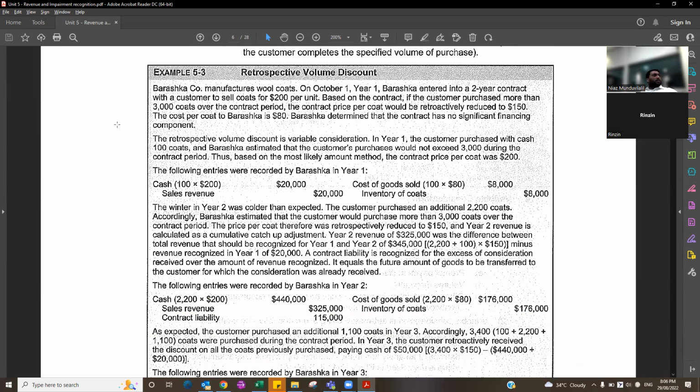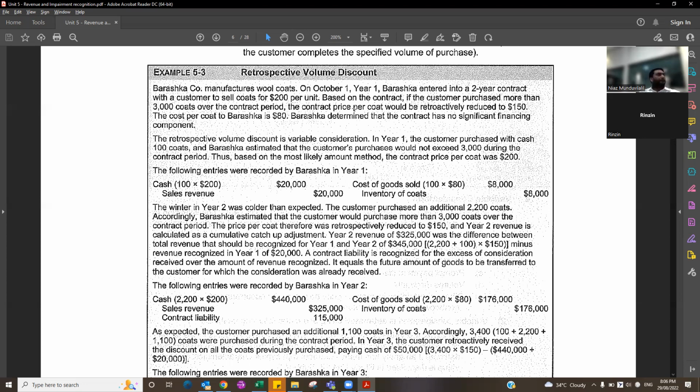Now, Bershka company manufactured wool coats. On October 1st, year one, Bershka entered into a 2-year contract with the customer to sell coats for 200 per unit. Based on the contract, if the customer purchased more than 3,000 coats over the contract period, the contract price per coat would be retrospectively reduced to 150. So whatever you have purchased for 200 also will become 150. Got it? That means they should give you some money back. So this we will account.